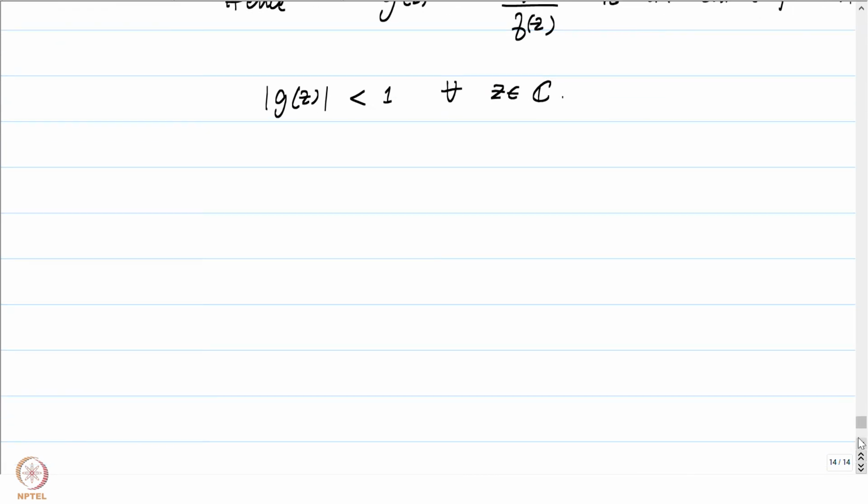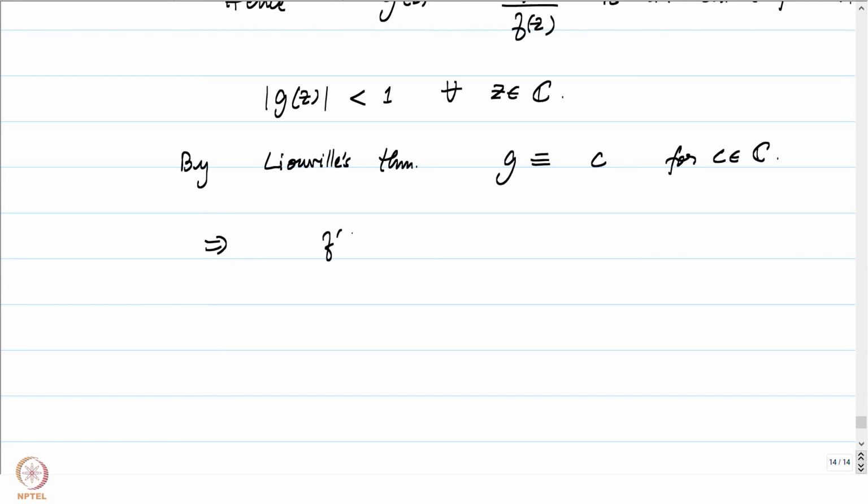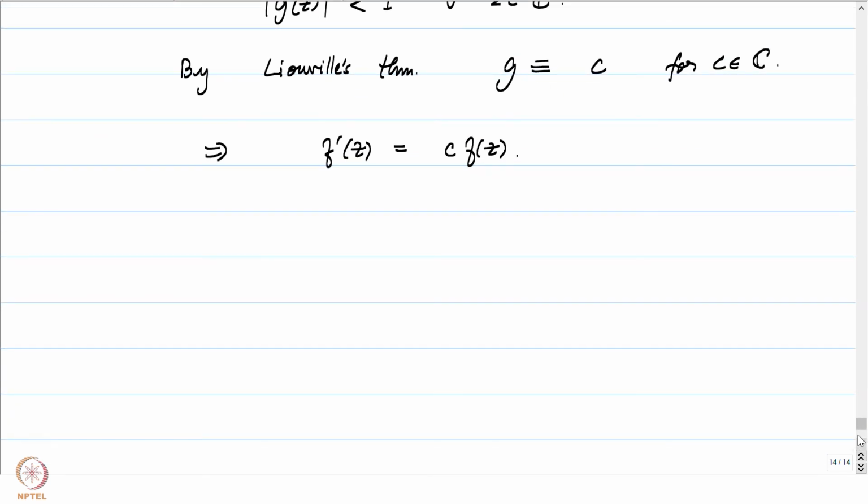That is good, because now we will apply Liouville's theorem to the bounded entire function g. By Liouville's theorem, g is identically equal to some constant C, for C in the complex numbers. So, what do we have? This implies that f prime of z is equal to C times f of z. Okay, let us now use the fact that f is also an entire function.